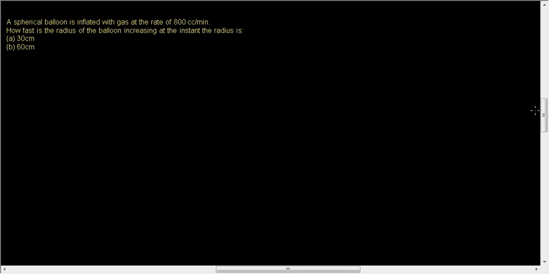Okay, a spherical balloon is inflated with gas at a rate of 800 cubic centimeters per minute. How fast is the radius of the balloon increasing at the instant the radius is, and those are the two values, 30 centimeters and 60 centimeters.